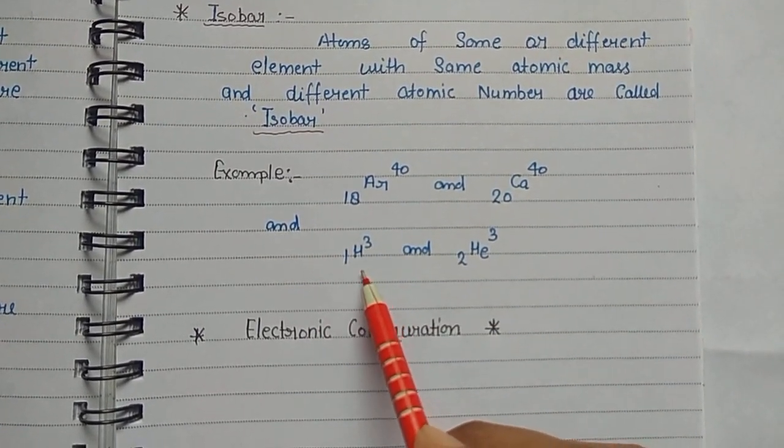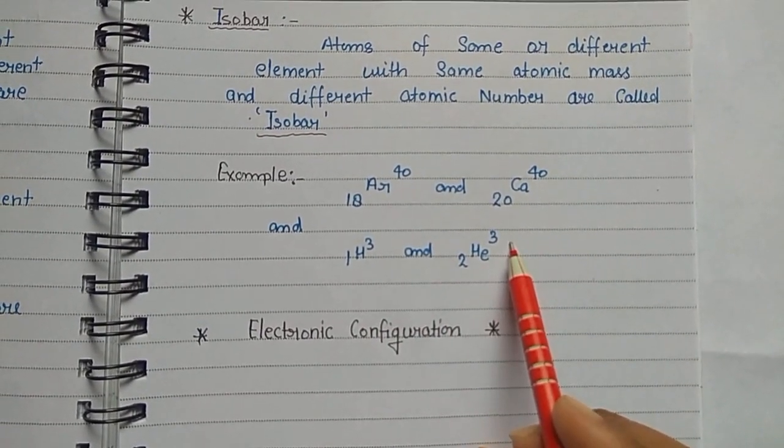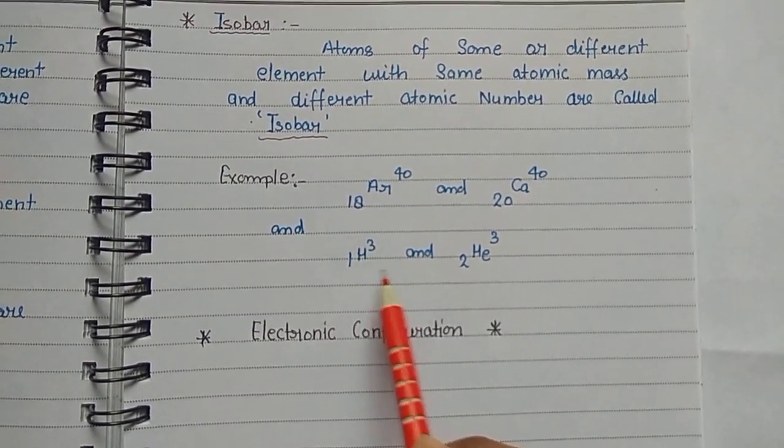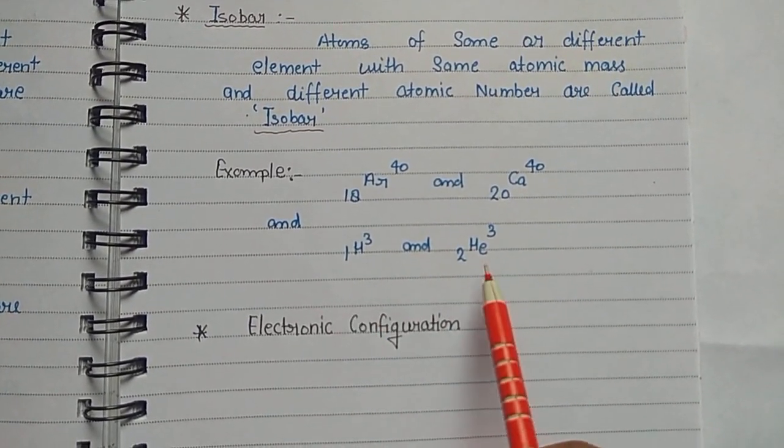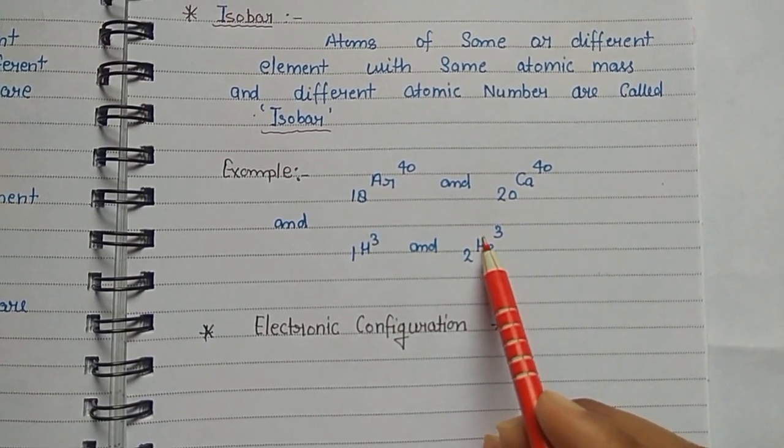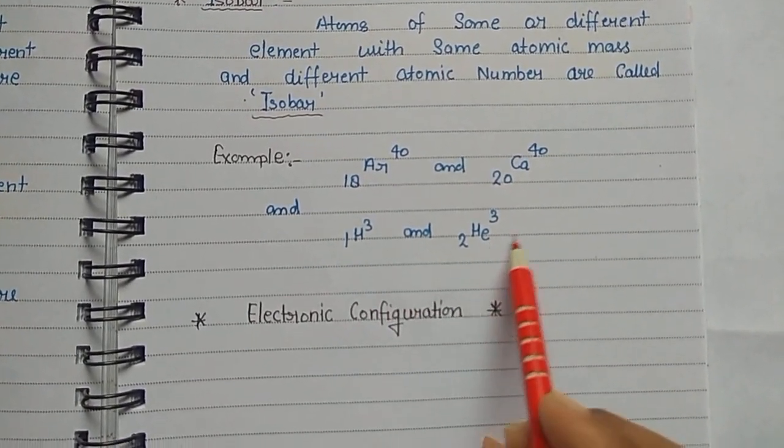And the second example, 1H3 and 2He3. Here the atomic numbers 1 and 2 are different, but the atomic mass 3 is the same. So this pair is isobars.